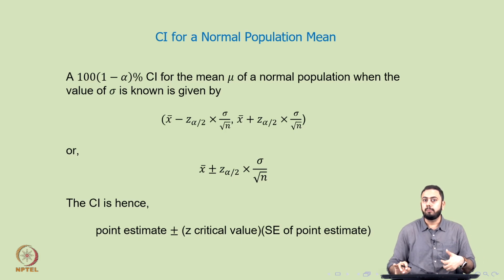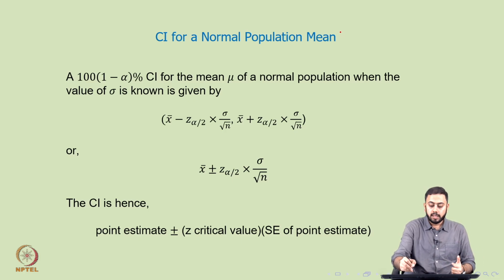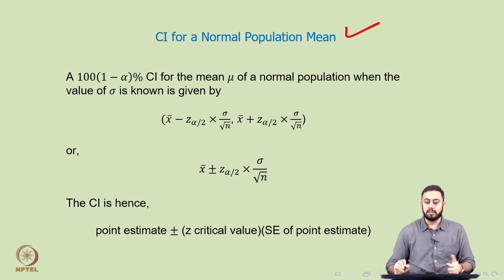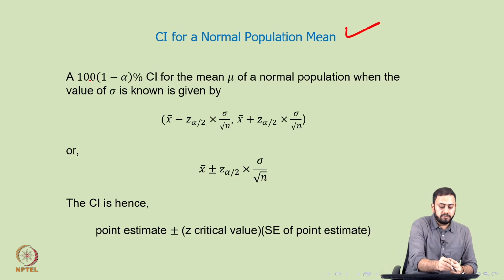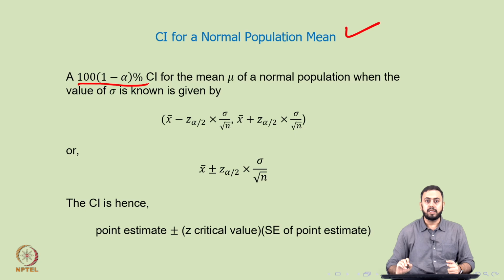CIs coming from a normal population. So, again a CI for a normal population mean. This would be the first one. Now, this is a very general notation that people use to denote any CI: 100 into 1 minus alpha percent CI. So, what do you mean by this?